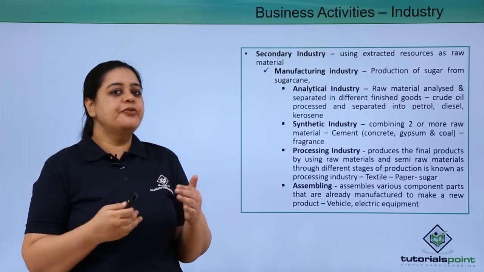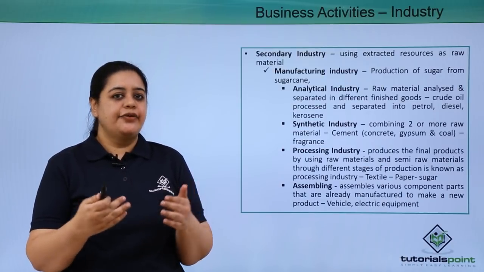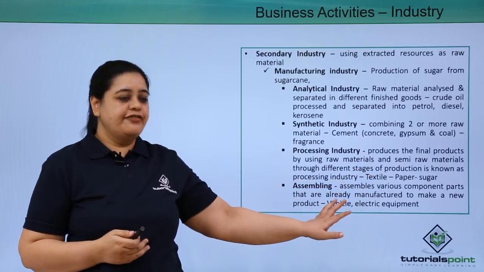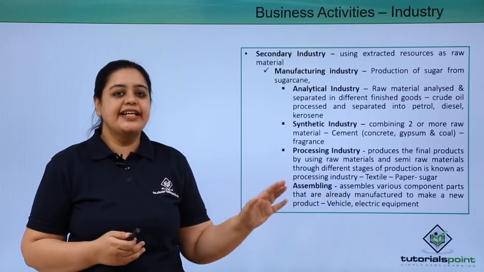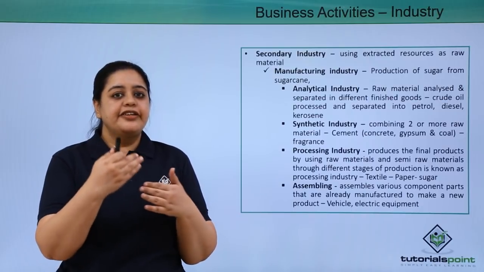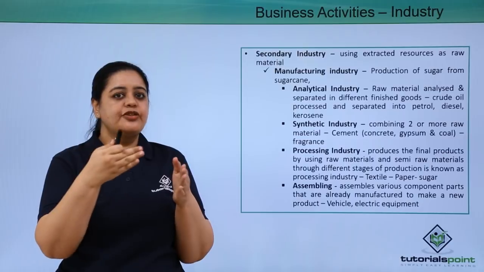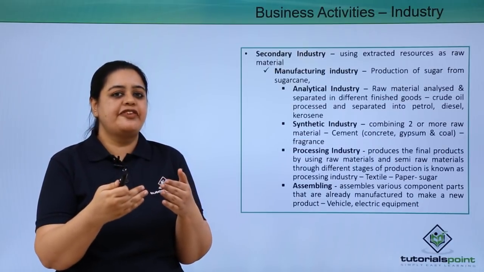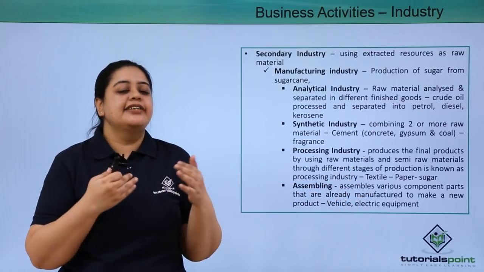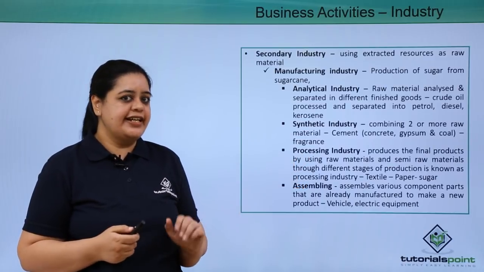Processing industry is when you process the raw materials or semi-raw materials into various stages to get the finished products. The different stages of production are involved and hence it is known as processing industry. For example, the textile, paper and sugar. Here we get different products. All these 3 industries, when they have to produce the final goods, that is the sugar or paper or garments, they have to go through various processes and hence they come under processing industry.